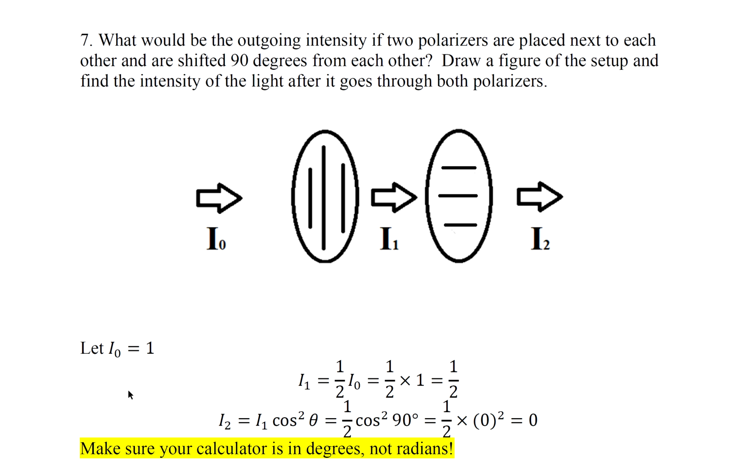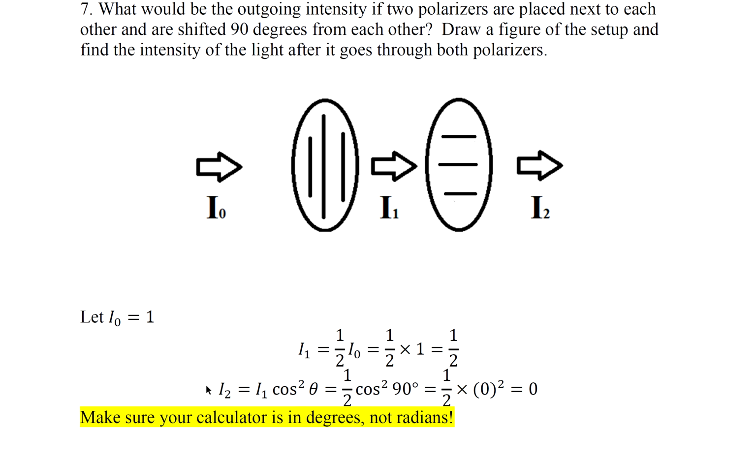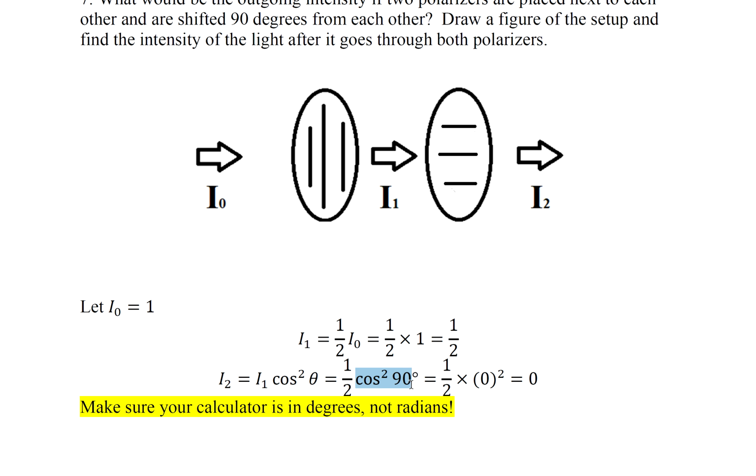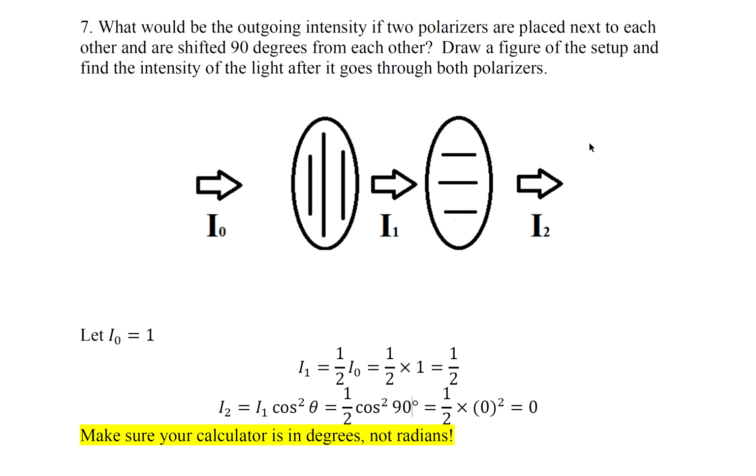Question 7. What would be the outgoing intensity if two polarizers are placed next to each other and are shifted 90 degrees from each other? Okay. Well, we know that cosine of 90 is 0, so cosine squared of 90 is 0. So we're going to get no light going out. So I sub 0, you're going to get light. I1, you get light. I2, you get no electromagnetic waves.